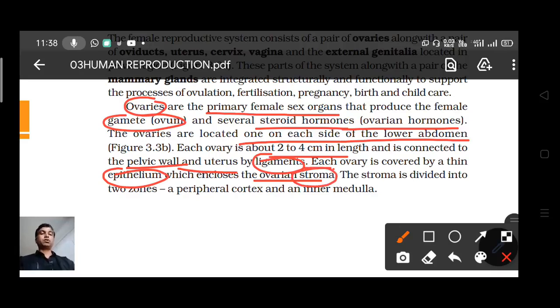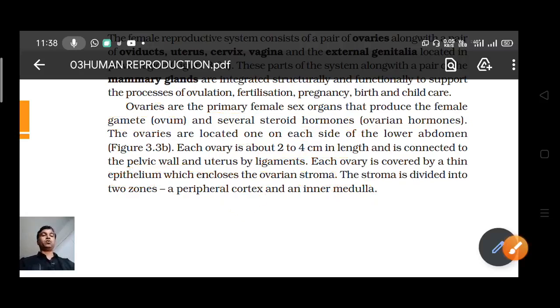Now we are going to cover the ovary structure also. The stroma is divided into two zones, the peripheral cortex and the central medulla. This we also covered in the board work activity. So the ovaries are the primary sex organ. They produce the ovum and the ovarian hormones such as estrogen and progesterone. It is attached to the pelvic wall with the help of the ligament. When you take the transverse section, the ovary is covered with the germinal epithelium. Just below that, the tunica albuginea is there. The central stroma is divided into cortex and medulla. So this is the ovary description.